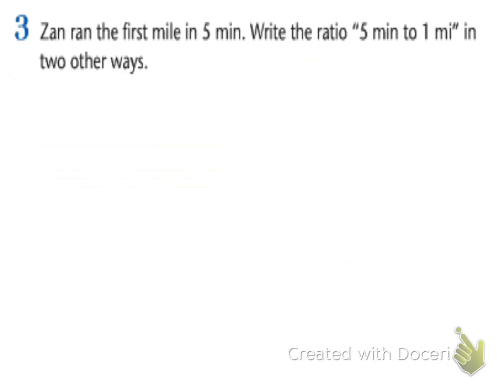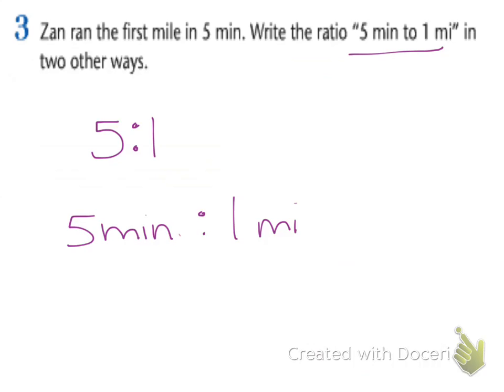So Zan ran the first mile in 5 minutes. You need to write the ratio 5 minutes to 1 mile in two other ways. So pause the video, write it on your paper. Okay, hopefully your two other ways that you wrote was 5 to 1. If you want to write the units in there, that's fine. And the second way, you should have written it as a fraction, 5 over 1.